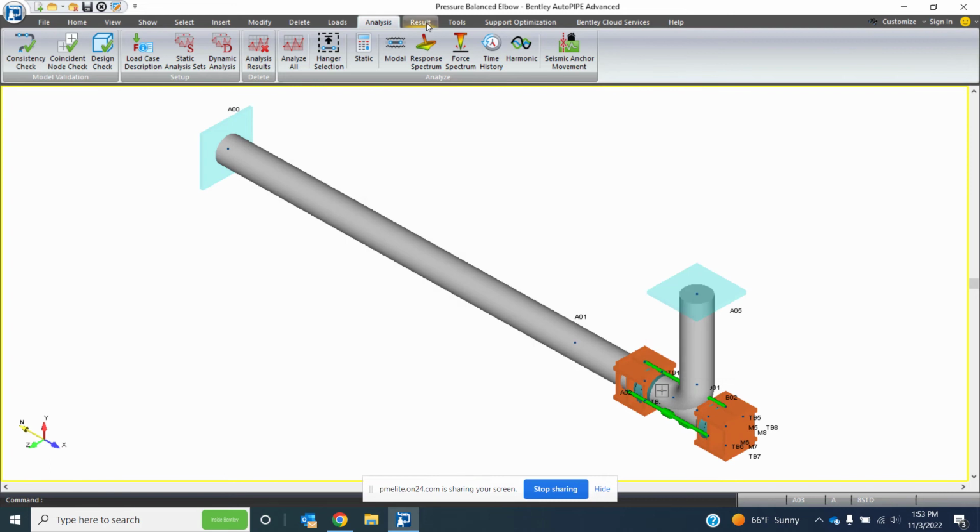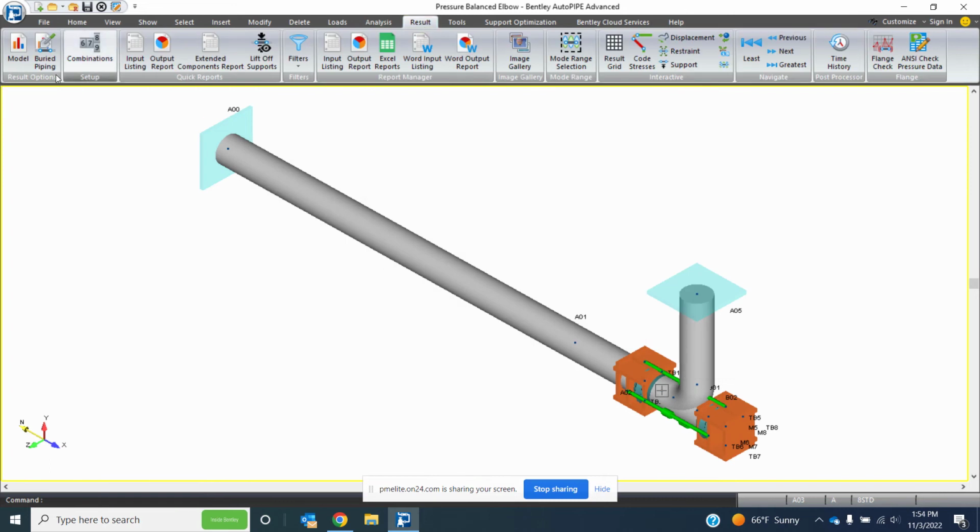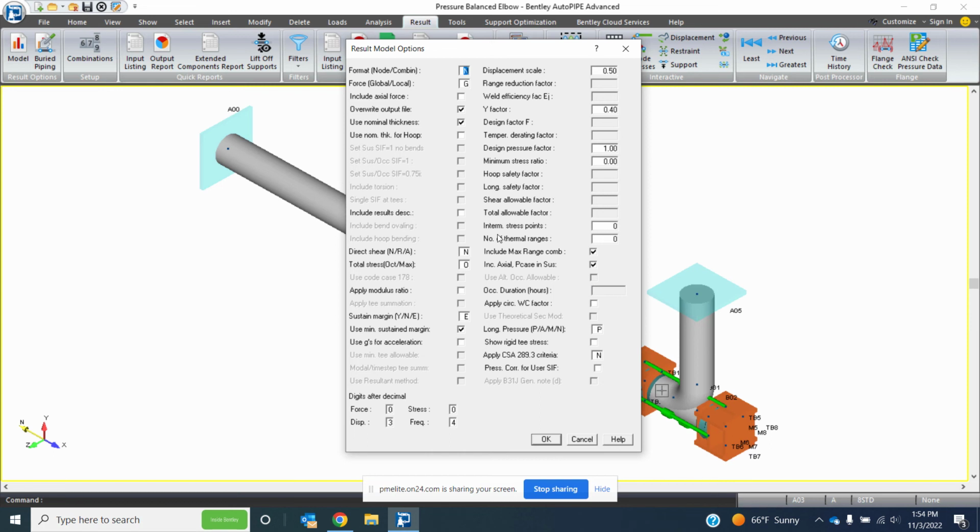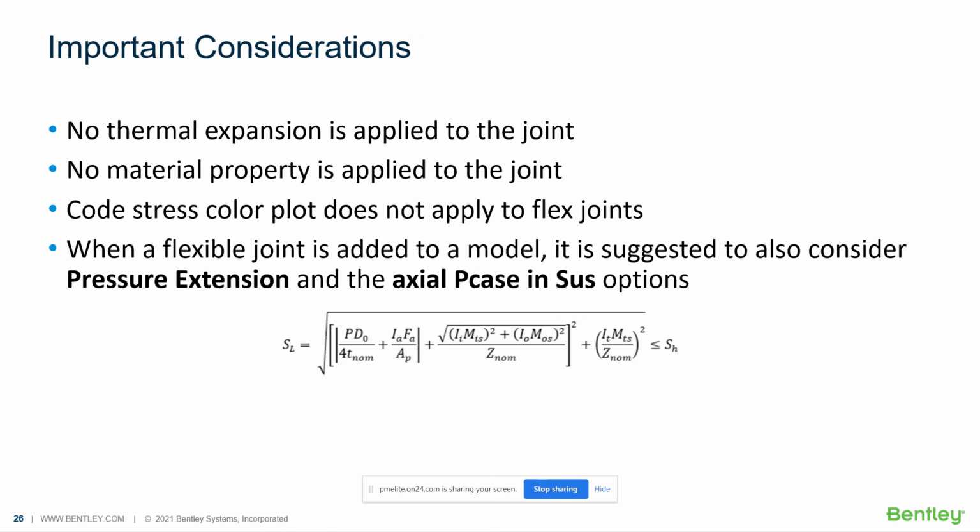Okay, and the other option that I mentioned is in the results model options. Here is your include axial P case in sustained. And when this is checked on and you're including pressure extension, which you should be if you have flexible joints in your model, for cases where that's checked on, let's go back to the slide.